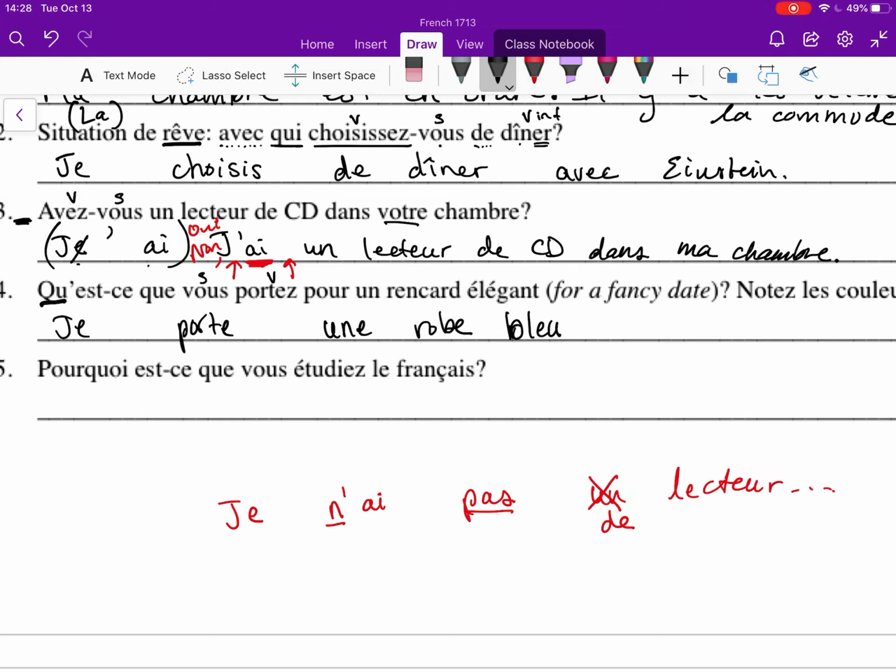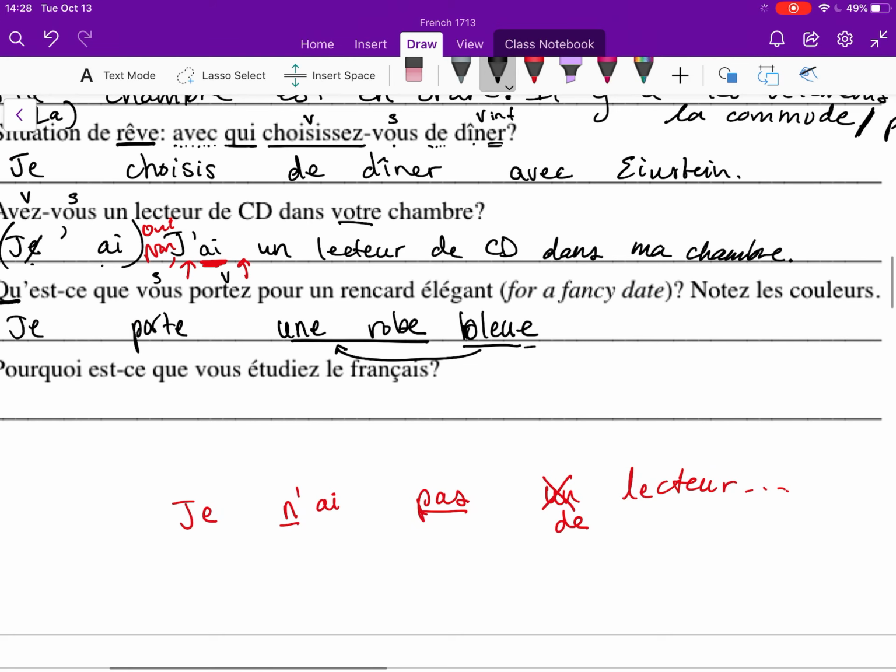and I'll use bleu. Okay. My adjective color has to make agreement with my robe, which is feminine and singular. So I add an E to that. So you may want to review adjective agreement for colors specifically.